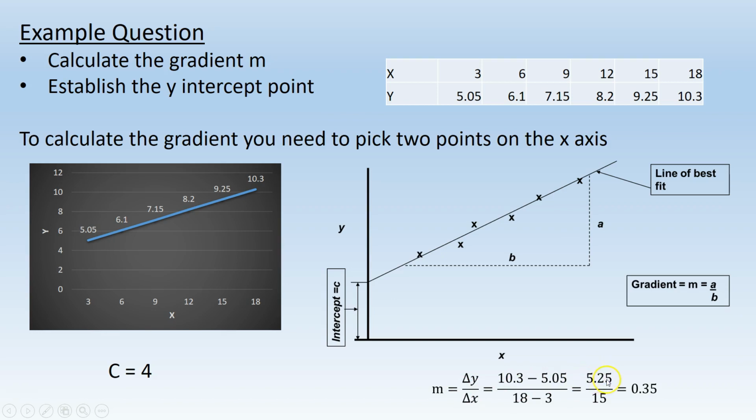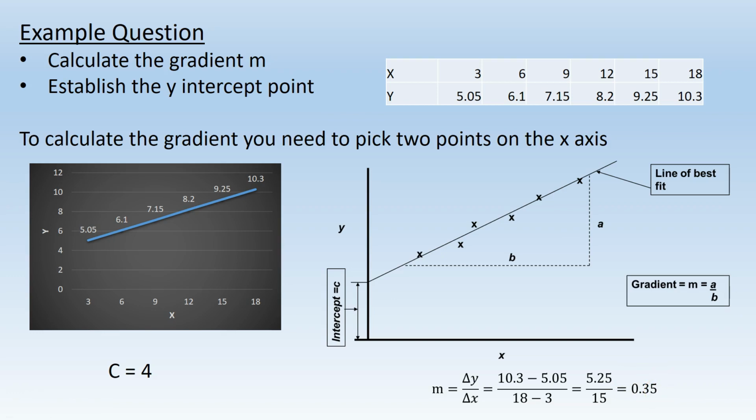So then once we do that, we look at that: 10.3 minus 5.05 equals 5.25. 18 minus 3 is 15. Okay, and so 5.25 divided by 15 gives us our 0.35, and that is m, so that's our gradient.